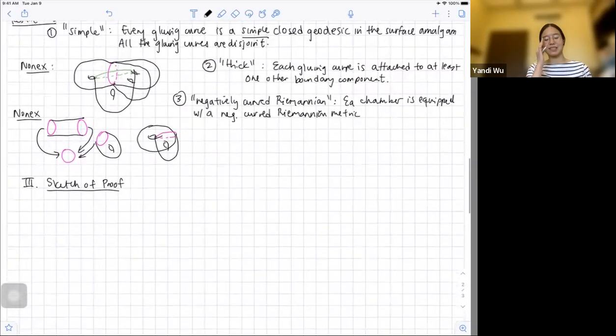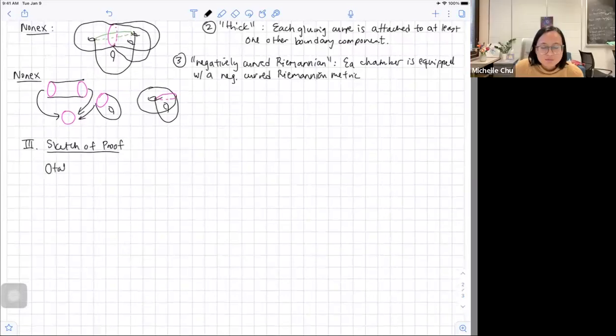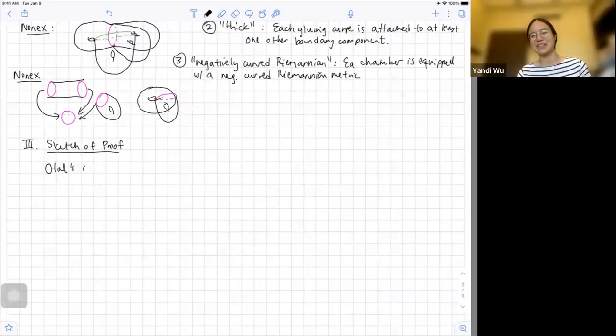Yeah, so next I just wanted to give a brief sketch of Otal's isometry. Oh, wait, sorry. I just realized that if you do what I said, then the boundary is not going to be geodesic. Okay, yeah, you do want the boundaries to be geodesic. Cool.